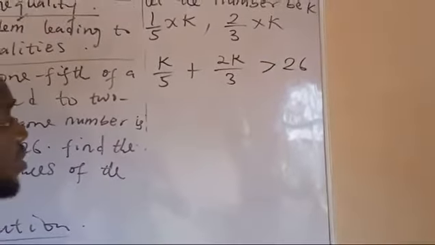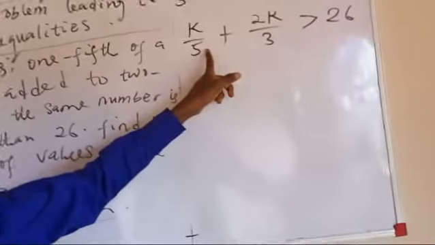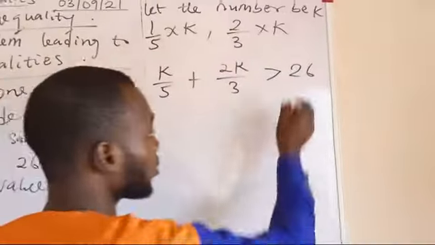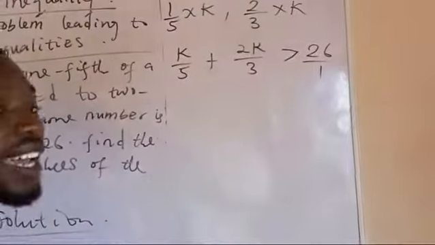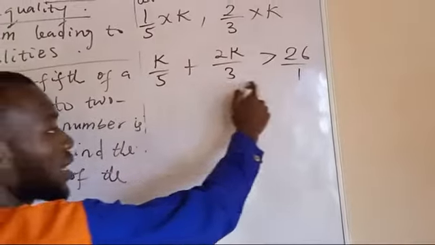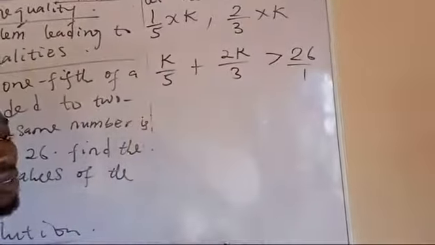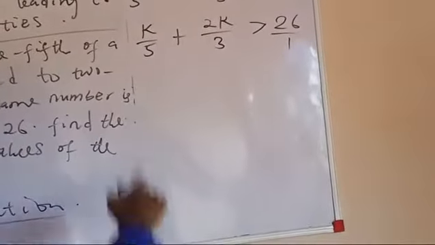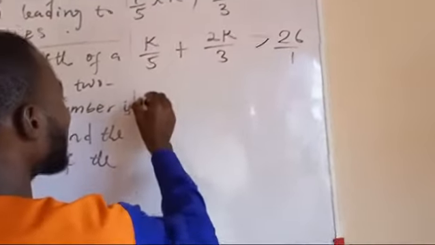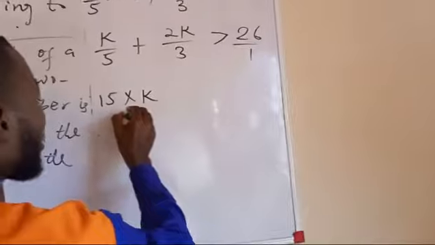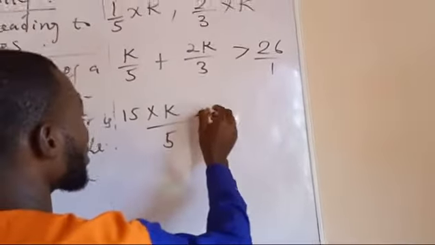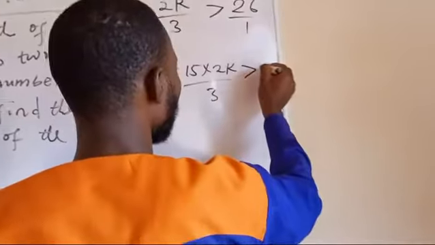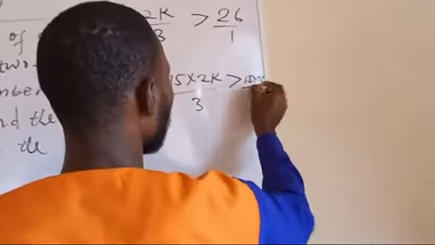So if you take a look at this now, you find out that the first term is in fraction, likewise the second term, but this one is not a fraction. So we convert this one to fraction by dividing by 1. After that, we now find the LCM of the denominator. LCM of 5, 3, and 1 is 15, because 5 can divide 15, 3 can divide 15, 1 can also divide 15. So we multiply each term by the LCM. So we are now going to have 15 times k divided by 5 plus 15 times 2k divided by 3 is greater than 15 times 26 divided by 1.